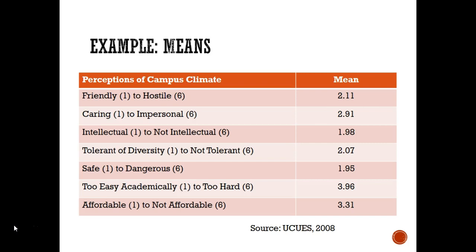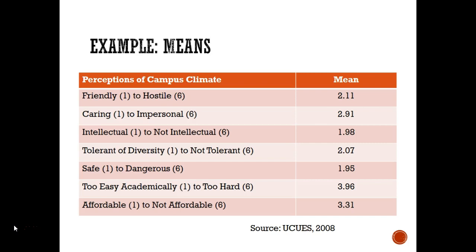And for each of these, we have things that we tend to see as positive, like friendly, caring, tolerant of diversity, safe, affordable. These things are a little bit more desirable in most cases, and we're rating them with a 1. Whereas the things that are not as desirable, like hostile, impersonal, intolerant, dangerous, not affordable, those are the negative things, and we're rating those with a higher number, a 6.